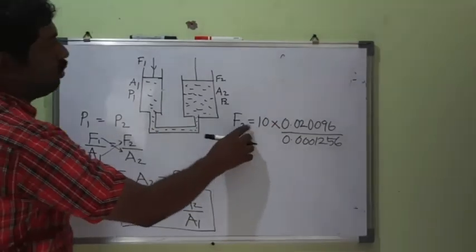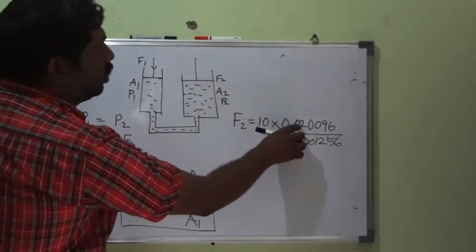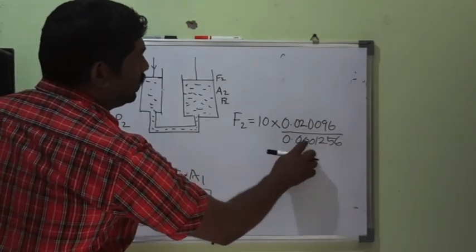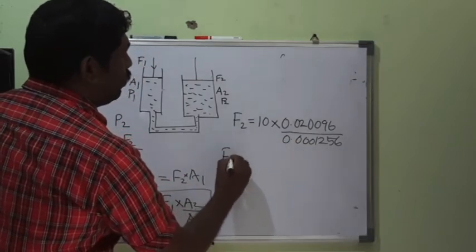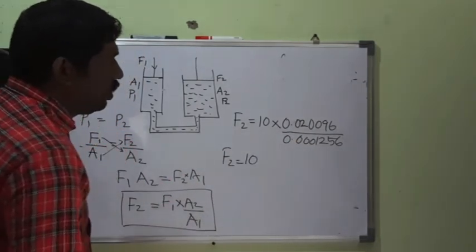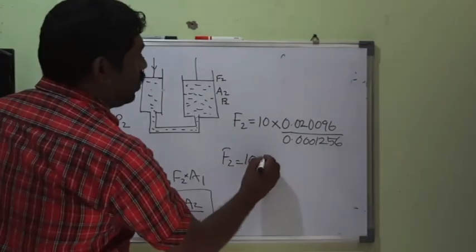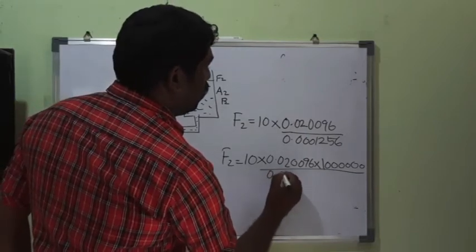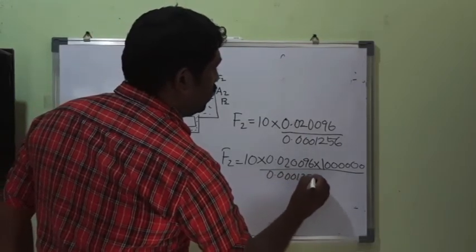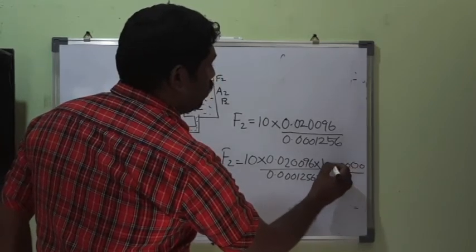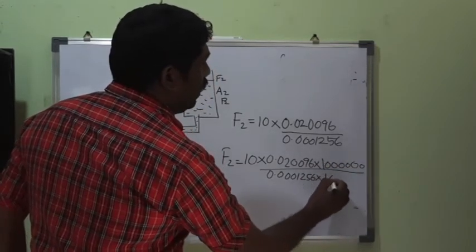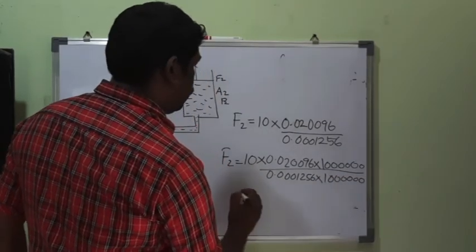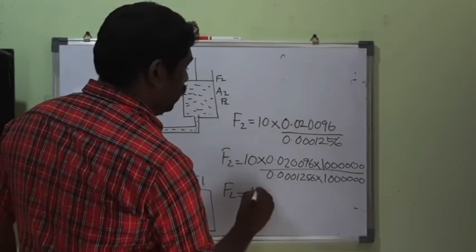Substitute the values, we will get F2 is equal to 10 into 0.020096 divided by 0.0001256. Okay, and F2 is equal to 10 into 0.020096 divided by 0.0001256.